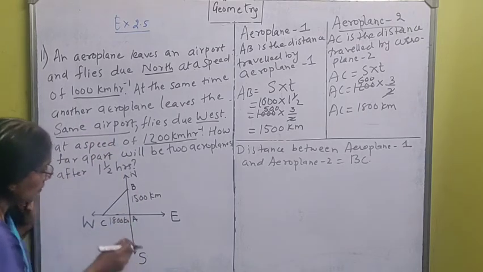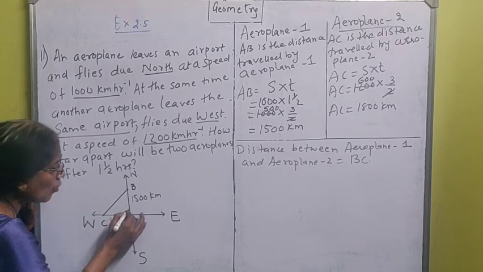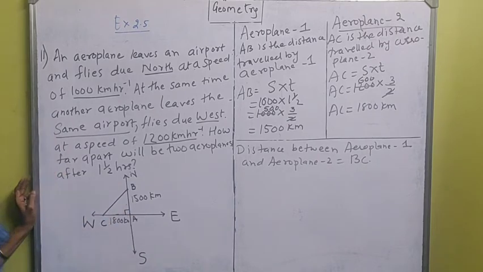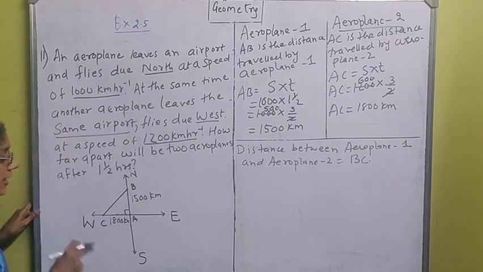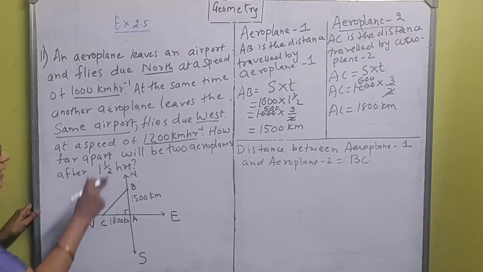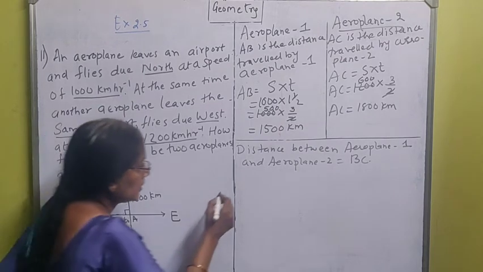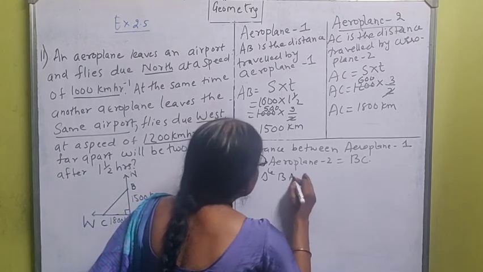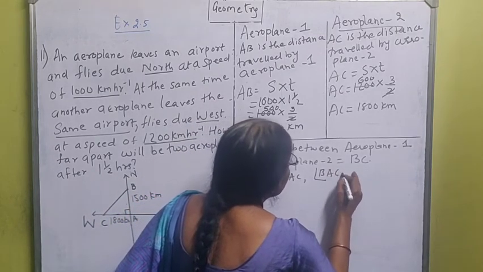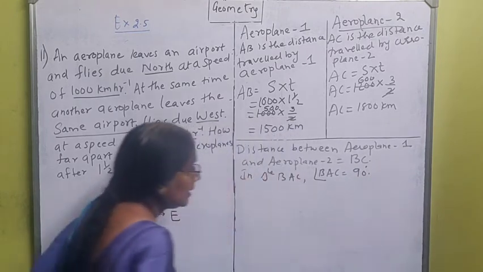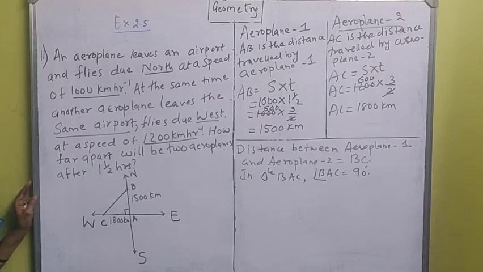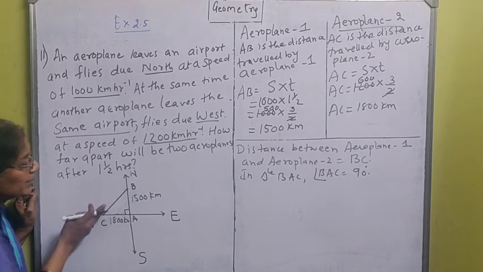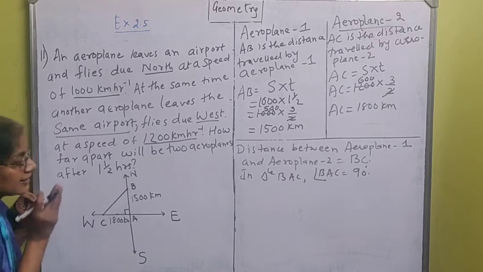Now the directions, the north and south direction, west and east direction, are always perpendicular to each other. Perpendicular means they make a 90-degree angle. To apply the Pythagoras theorem, I need a 90-degree angle. So in triangle BAC, angle BAC is equal to 90 degrees. Now I can take the Pythagoras theorem. Which is the hypotenuse? BC.